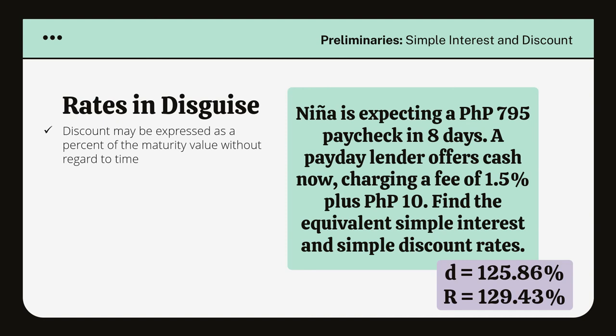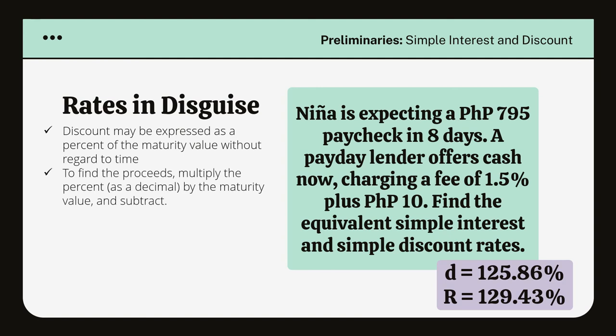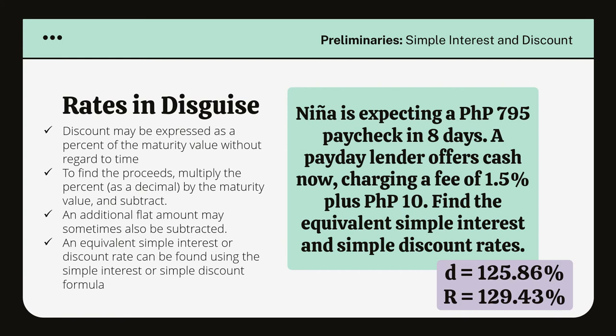So, discount may be expressed as a percent of the maturity value without regard to time. So, to find the proceeds, multiply the percent, which is in decimal form, by the maturity value and then subtract. An additional flat amount may sometimes also be subtracted. Yung tinatawag natin dito na flat amount, ito nga yun, yung 10 pesos na binabanggit. So an equivalent simple interest or discount rate can be found using the simple interest or the simple discount formula. And we're going to do that here.